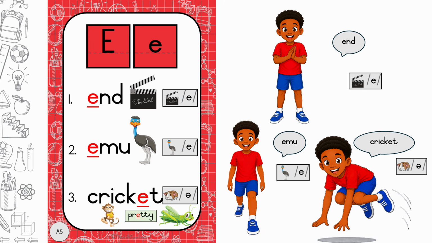The last move, the letter E says E, and you jump like a cricket for cricket. Let's put it all together. The letter E says E for end, E for emu, and E for cricket. We'll focus on the cricket sound later. It is the most difficult sound in English.